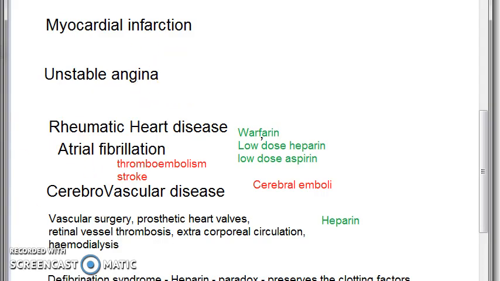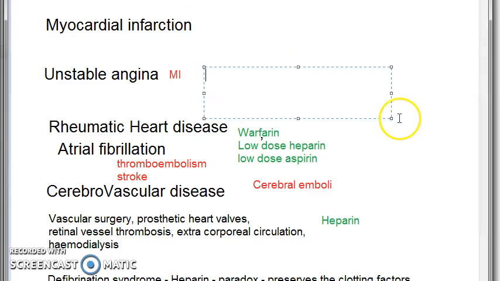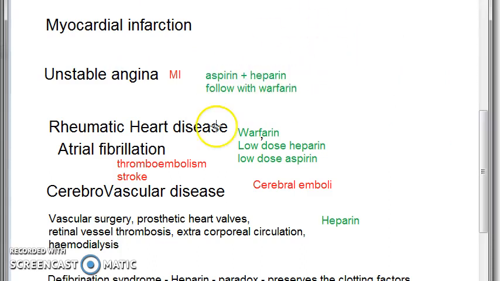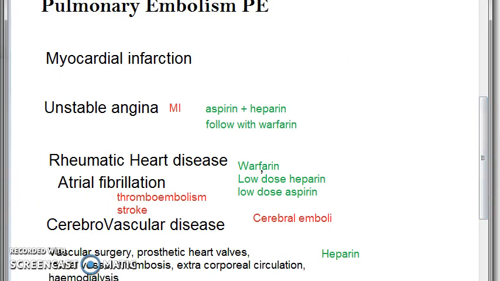In unstable angina, to reduce the occurrence of myocardial infarction, you can give aspirin plus heparin, and you can follow with warfarin. Warfarin is a maintenance dose as we told you. So you can give aspirin plus heparin, then follow the patient with warfarin. Moving on, myocardial infarction.